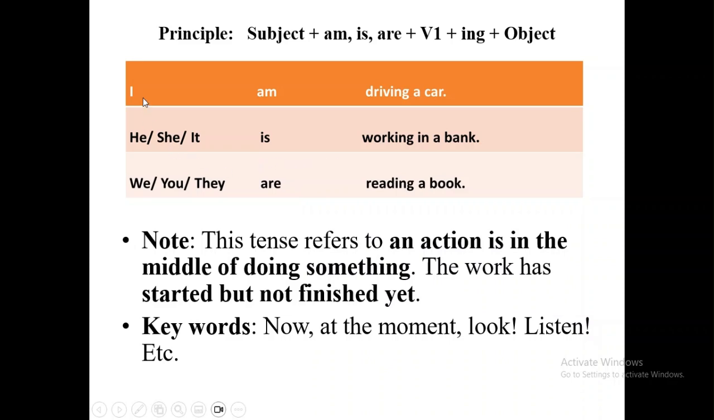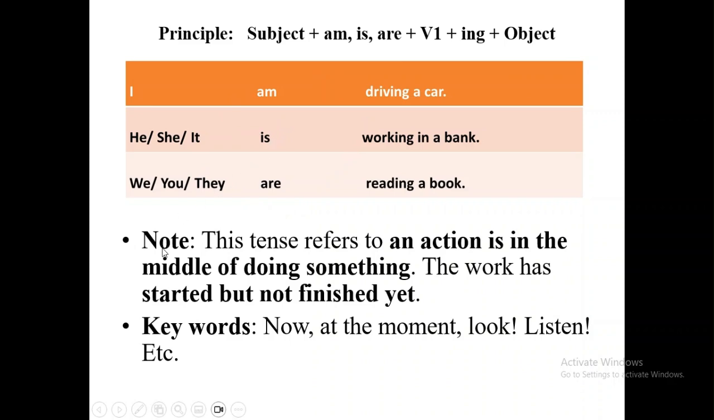I hope that you understand this table properly. If you understand this table properly, then the present continuous tense sentence structure is very easy. See, always with the pronoun I, we have to use am. With the pronouns he, she, it, we have to use is. With the pronouns we, you, they, we have to use are in present continuous tense.